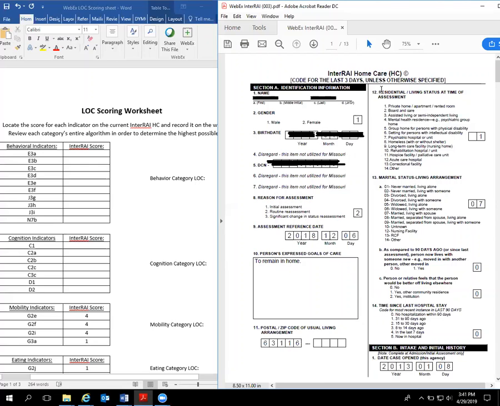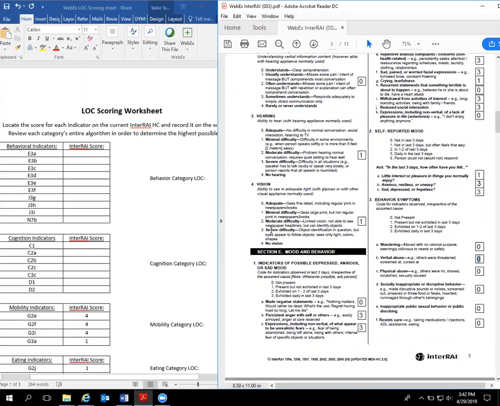So the Enter-I is a robust document that is used by our assessors and reassessors to determine level of care and to aid in the development of care plans. So you can see that the assessment is broken down into sections, and each section is identified with a letter. So this is section A. If you scroll down, section E is mood and behaviors. And then each of these sections is further broken down into numbered subsections. So you can see subsection 3 is behavior symptoms.